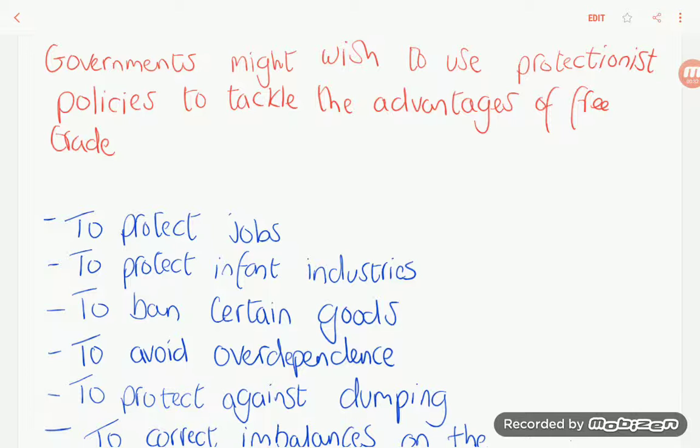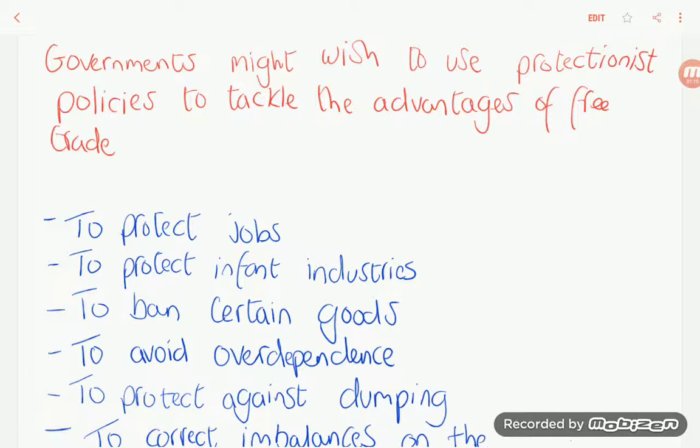Governments might want to use protectionist policies. Governments might want to impose certain trade barriers to tackle the disadvantages of free trade. To protect jobs, there may be a risk of too many job losses if domestic firms are outcompeted by foreign firms. To protect infant industries that are just starting out, particularly in developing countries, that struggle to compete with international companies, governments might choose to impose trade barriers until the companies are big enough to compete.